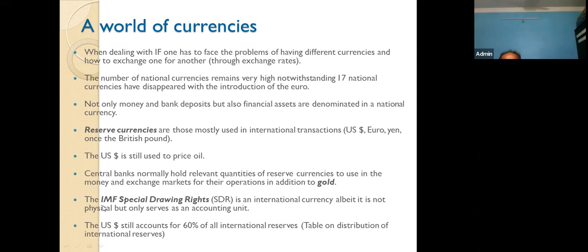Then the International Monetary Fund has special drawing rights, that is SDR. SDR stands for special drawing rights. Please remember this long form, SDR. It is an international currency reserve. It is not physical, but only serves as an accounting unit. And the last one is that the US dollar still accounts for 60% of all international reserves.